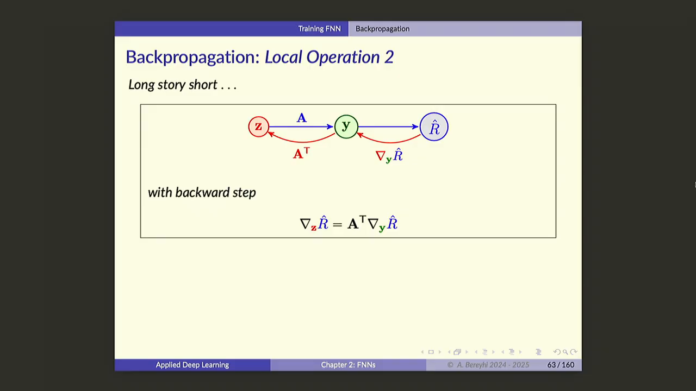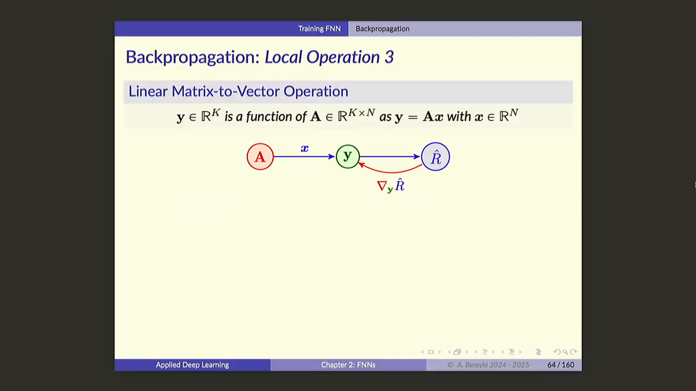OK. Now, let's do one last thing. The last thing that I want to do is to replace A and z. So this variable here, y, is still A times x. Now, instead of z, I'm writing x. So this y still comes as A times x. But now my variable is not the vector, it's the matrix, right? So I want to know what is the gradient of r hat with respect to A.